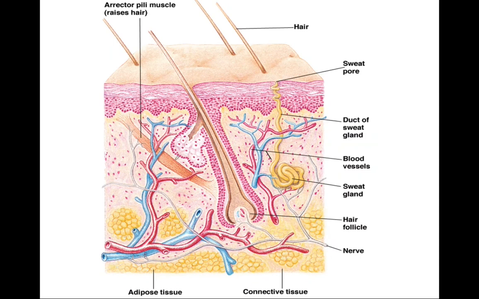Here you can see the erector pili muscle, and so when this muscle contracts, that's going to pull the base of the hair follicle over this way, and that's going to make the shaft of the hair stand upright. And naturally, we're going to have that sebaceous gland that's associated with the hair follicle right here. We'll have the sweat or sudoriferous gland shown right here. All of this is found here within the reticular layer of the dermis.